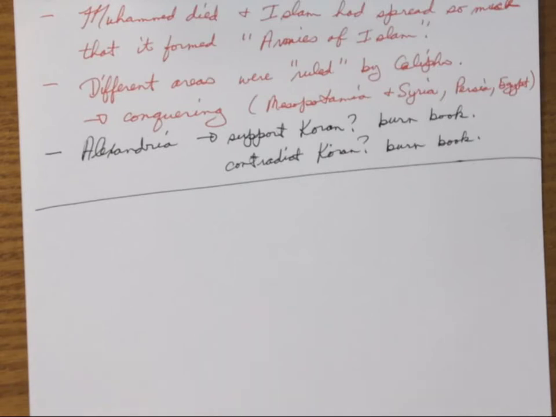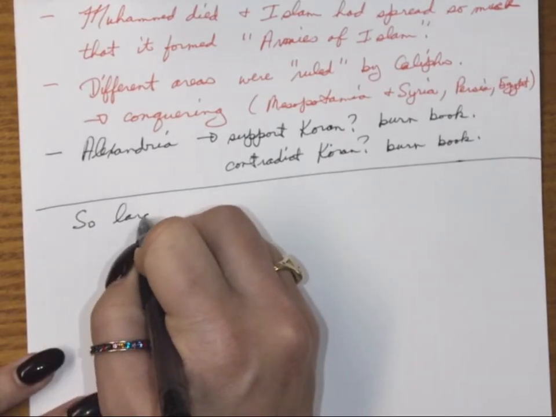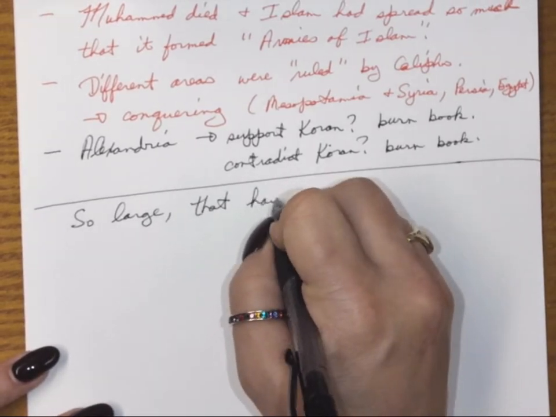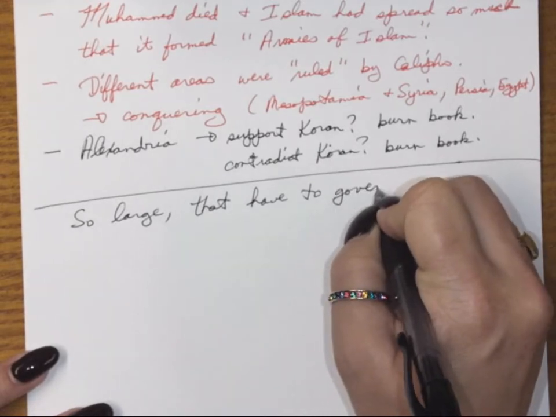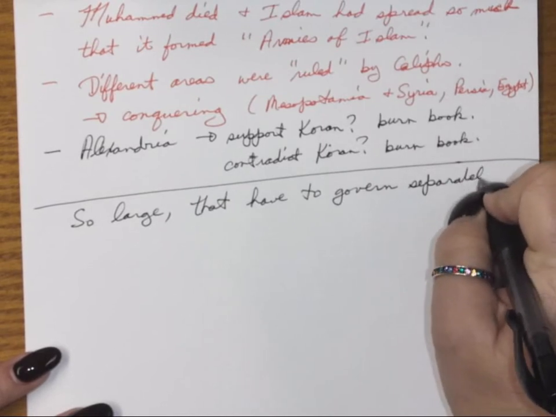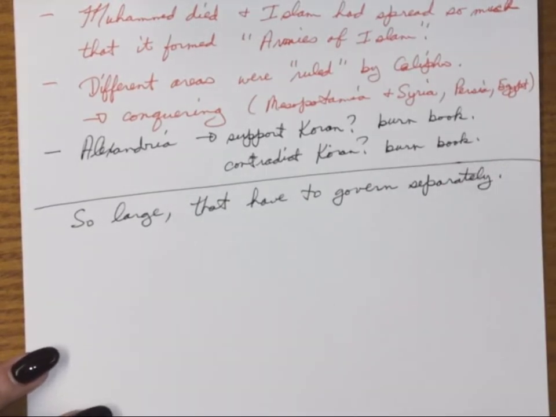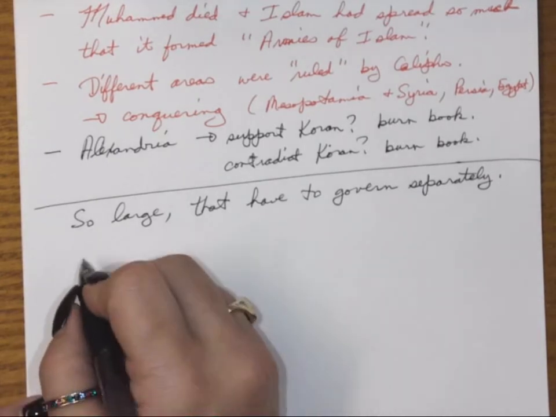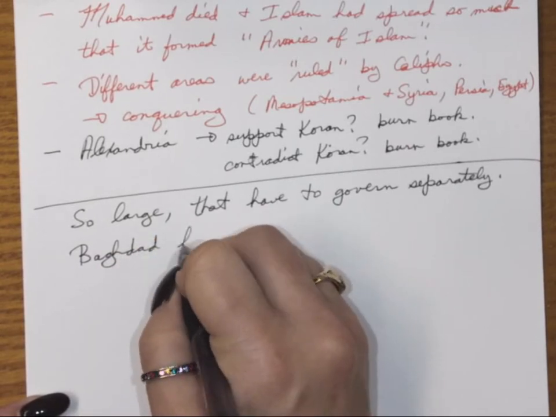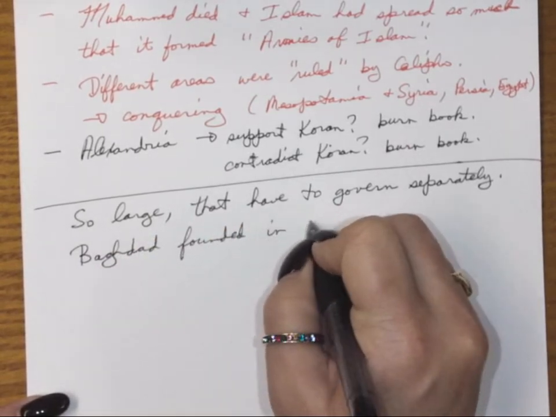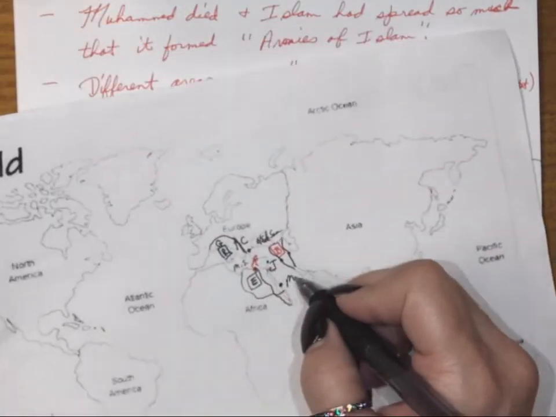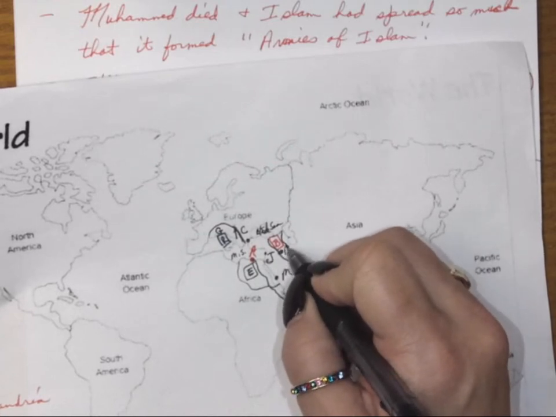Okay, it becomes so large that we have to govern, like I was saying a minute ago, almost like as in states, separately. Almost like there's states inside of our big religion. So this is where Baghdad is founded. This is when, I should say, Baghdad is founded. That happens in 766. It's actually on the Tigris River. So somewhere in the area of Babylonia, I'm going to put a dot right there.